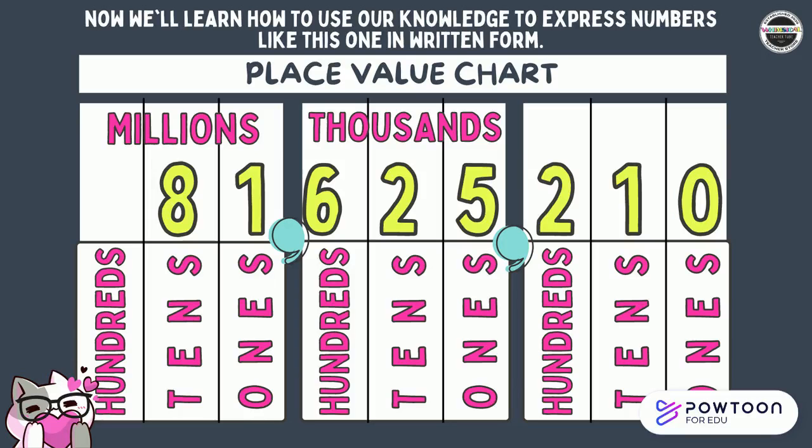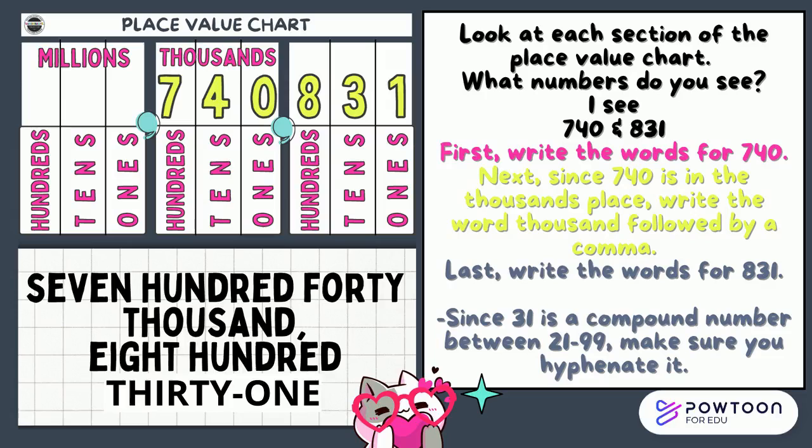Now we'll learn how to use our knowledge to express numbers like this one in written form. Look at each section of the place value chart. What numbers do you see? I see 740 and 831. First, write the words for 740.